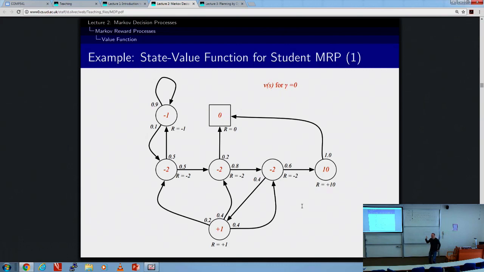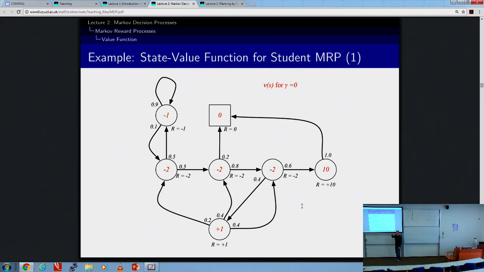So this is the picture with gamma equals 0. What does gamma equals 0 mean? I don't care about any of the future rewards. I only care about my immediate reward, right? So I'm multiplying everything after t plus 1 with 0. Well, what does that mean? That means it's very easy to solve, because basically the value for each state is just the reward you're going to get from that state.